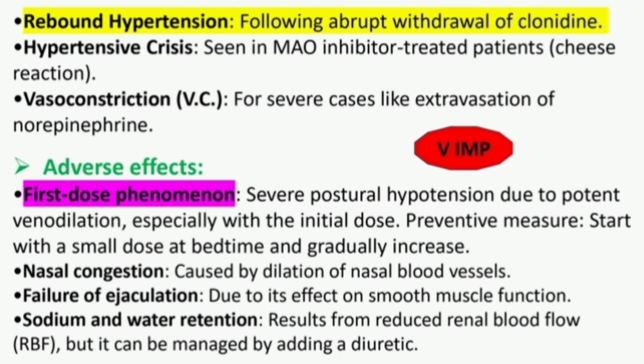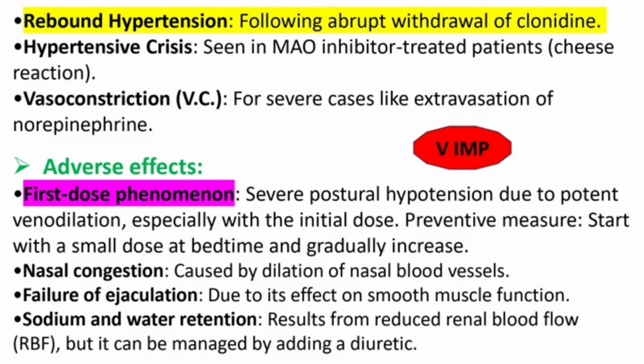The other important adverse effects are nasal congestion, mainly caused by dilation of nasal blood vessels. It also causes failure of ejaculation due to its effects on smooth muscle function. It also causes sodium and water retention, resulting from reduced renal blood flow, but it can be managed by adding a diuretic. These are the important adverse effects of prazosin.